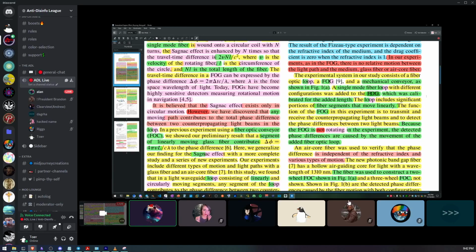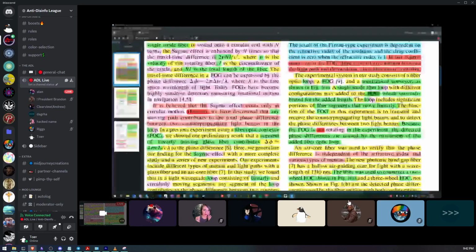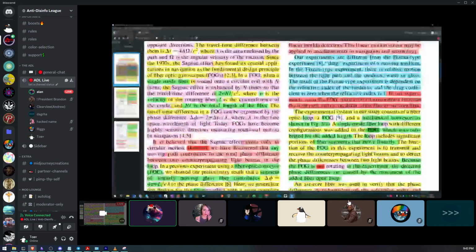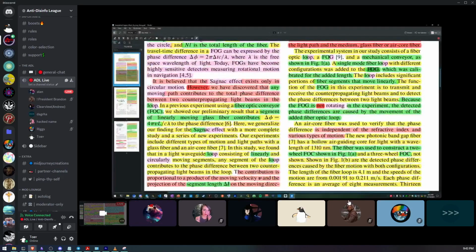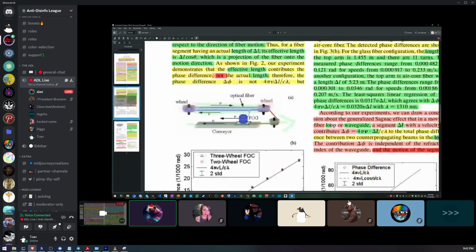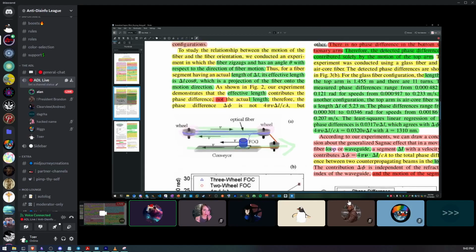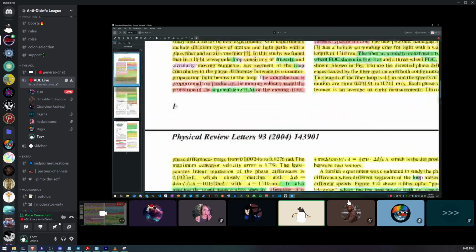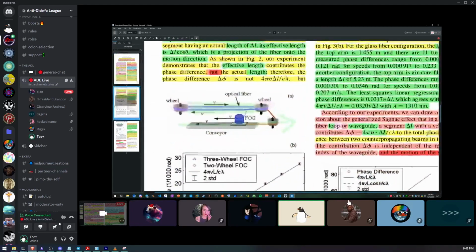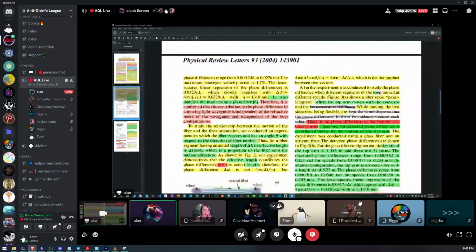See, this is where it got confusing for me. I thought that there was a separate FOG on the conveyor, and that red thing was added to replicate the motion of the original configuration. You know what I mean? Hold on, go back. Let's parse this out. Go back up to where we were reading at. Let's see.